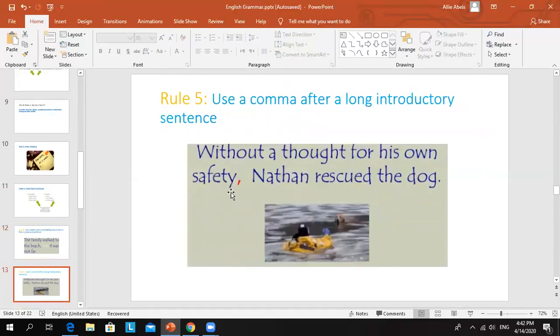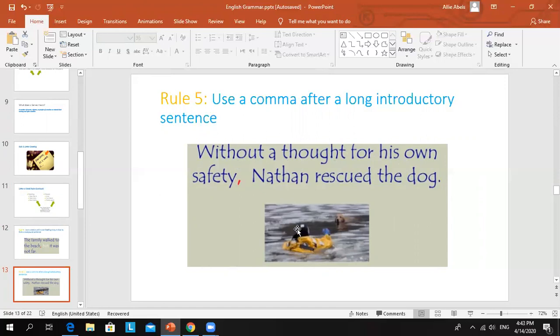Then the fifth rule is, we need to use a comma after a long introductory sentence. If we look at this picture over here, we see Nathan and a dog. The introductory sentence over here is stating, "Without a thought for his own safety, comma, Nathan rescued the dog." So this is the introductory sentence.